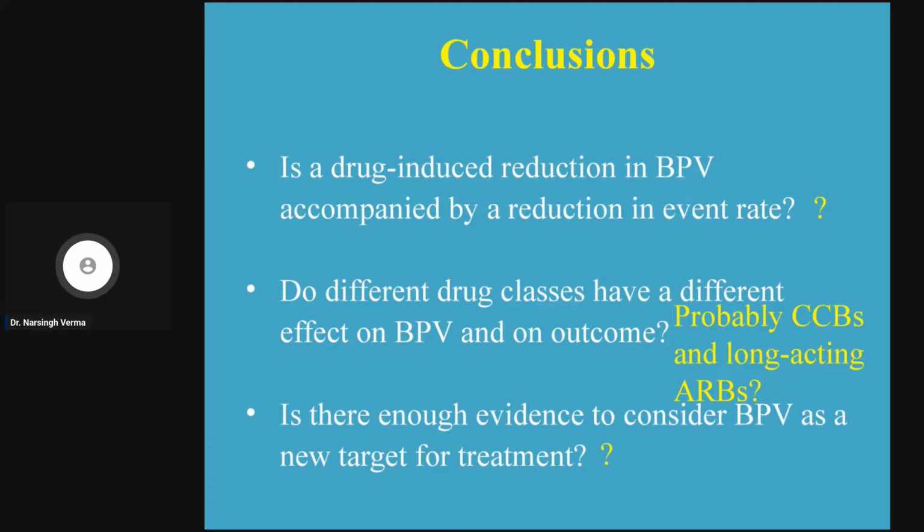But we have data with CCBs only. Long term ARBs we do not have data, but probably they will be better. And is there enough evidence to consider blood pressure variability as a new target for treatment? Probably yes, but we need more data for that.